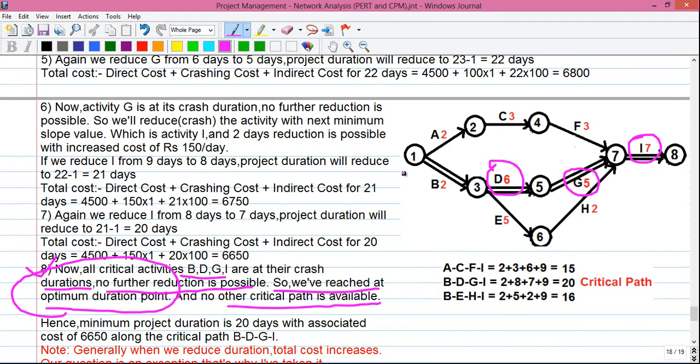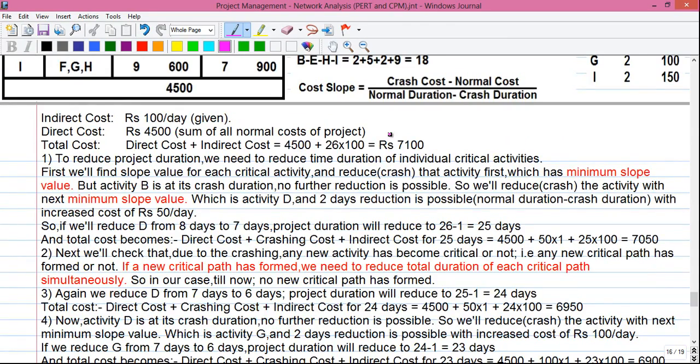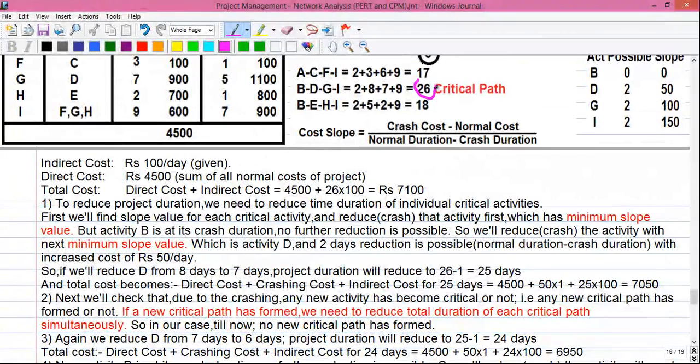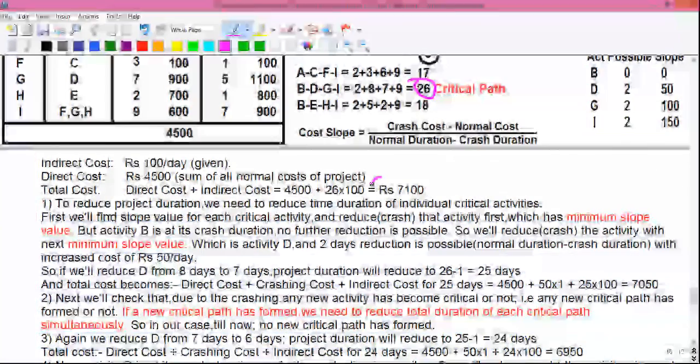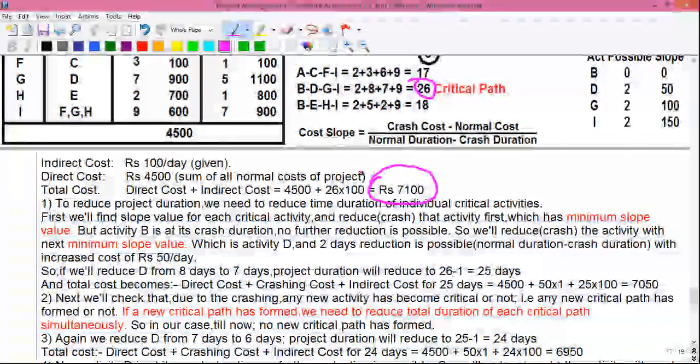In some questions, after doing all the crashings, you may get another critical path. We have to consider the cost of that path also. But for our question, there is only one critical path, so our calculation is done. Hence, the minimum project duration is 20 days with associated cost of rupees 6650 along the critical path BDGI. Now comparing it with the initial situation, we have reduced the project duration from 26 days to 20 days, and we have reduced our project cost from 7100 rupees to 6650 rupees.